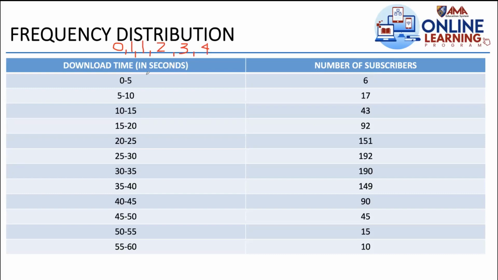The number of subscribers and the download time. So you have this raw data, which you listed first, probably not arranged. That's why it's unorganized, ungrouped data or raw data. 1, 2, 3, 4, 5, 6. How about if you have 5? If you include the 5, where will you put it? In this interval or this interval?